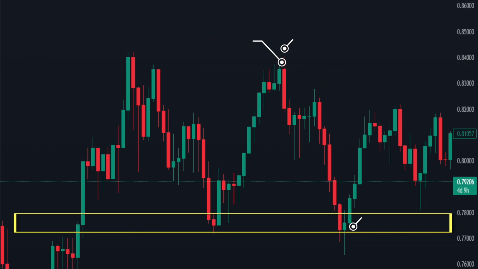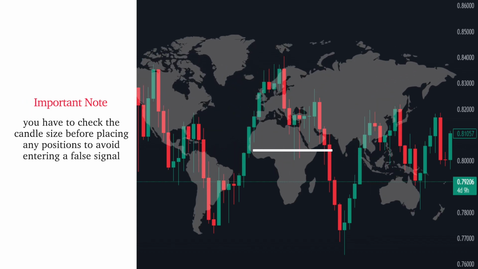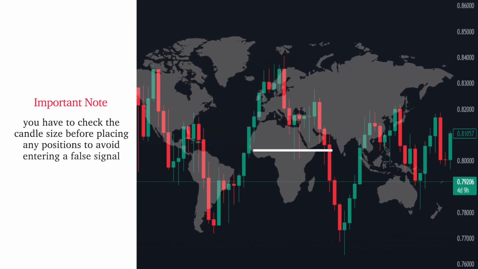Just remember guys, you have to check the candle size before placing any positions to avoid entering a false signal. So that is the first strategy.